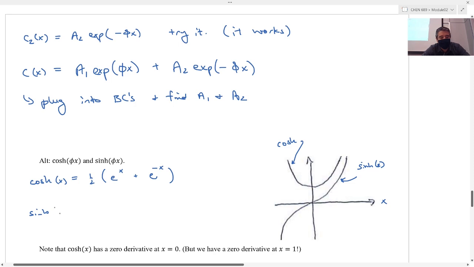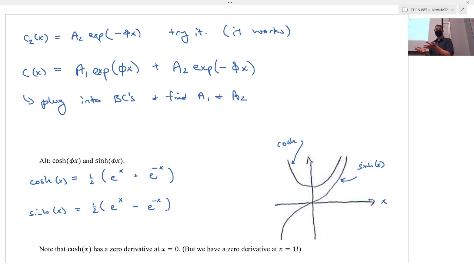Hyperbolic sine of x equals 1/2 e to the x minus e to the minus x. So each of these are just linear combinations of the two exponentials we already said were solutions to the equation. Because of that, linear combinations of hyperbolic sine and hyperbolic cosine are also equally valid solutions to this differential equation. So that's what we're actually going to work with. Okay? We're going to work with hyperbolic sine and cosine, not exponentials.